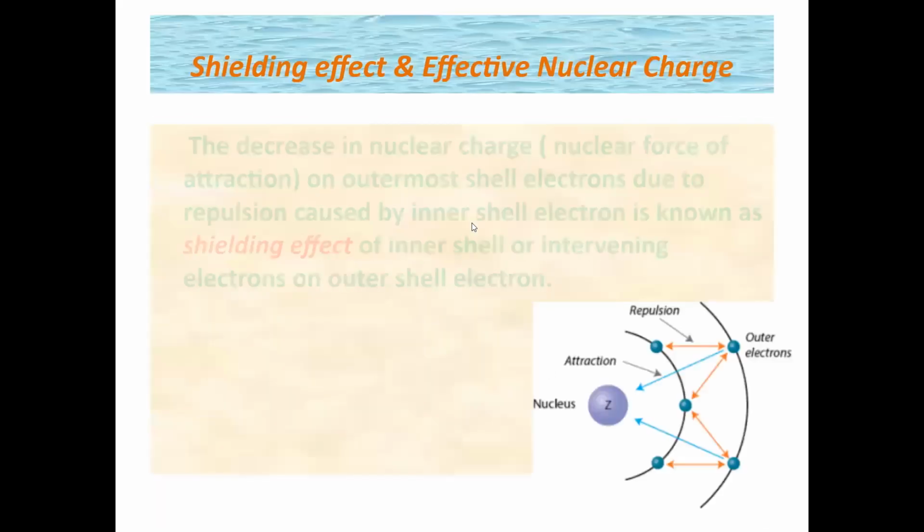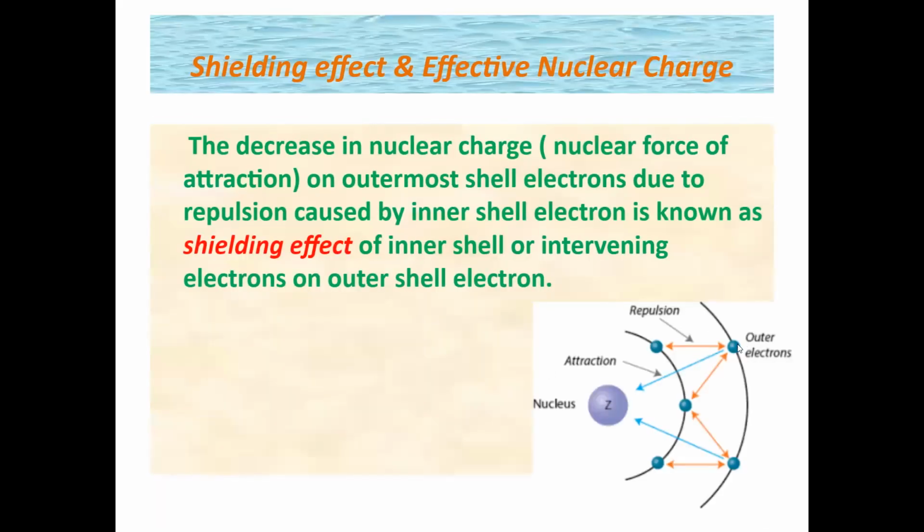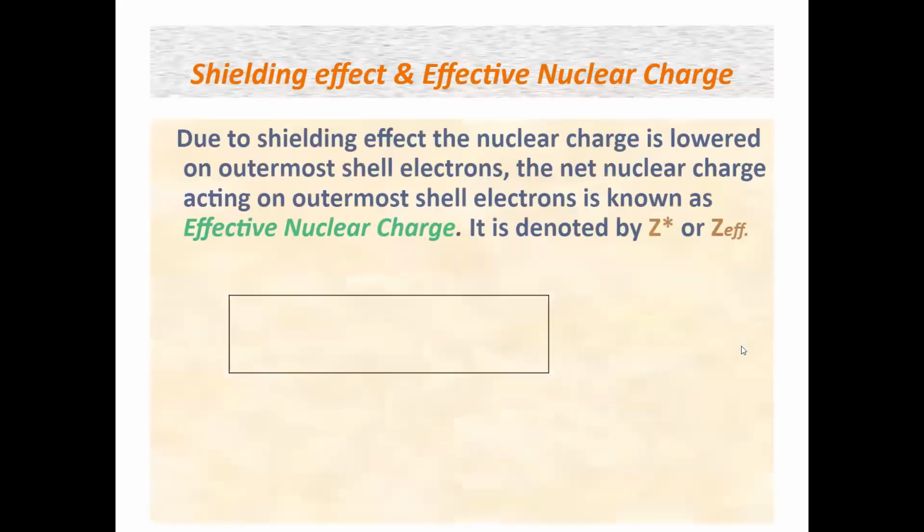See from this diagram, the observed nuclear charge is reduced for the inner electrons. So finally, the net nuclear charge is acting on the outermost shell electrons. That is called effective nuclear charge, meaning the nuclear charge is reduced. Effective nuclear charge is denoted with Z star or Z effective.